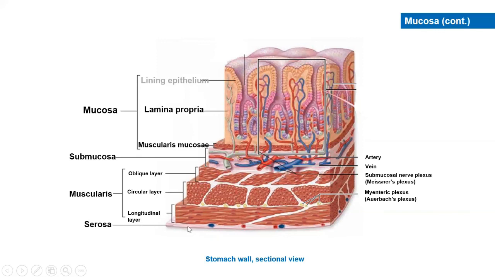And the final layer is the serous layer. This is the outermost layer, lined by simple squamous epithelium. Anterior and posterior surface covered by the serosa, and along the lesser curvature, they unite and form the lesser omentum. And along the greater curvature, they unite and form the greater omentum.